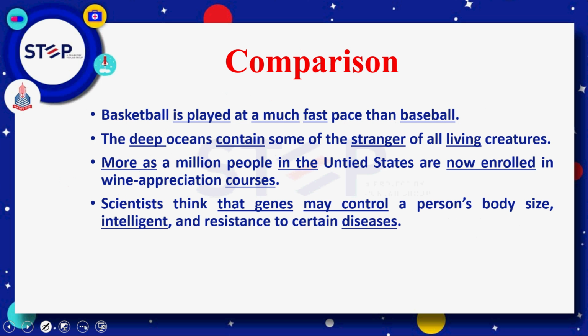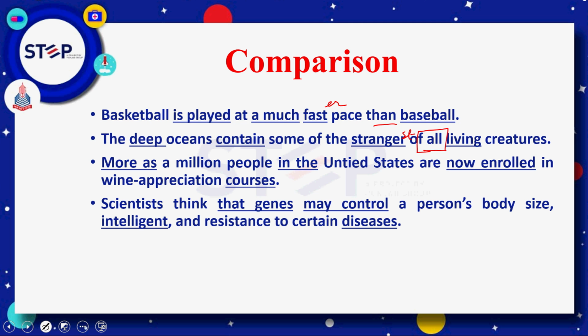So these four examples were regarding article errors. Comparisons mostly regard adjectives and adverbs. Basketball is played at a much fast speed than. If there is a than, we should be using faster. The deep oceans contain some of the strangest of all, because there is an expression of all, so it should be strangest living creatures. More as a million people in the United States. More as is wrong. Most of a million people in the United States are now enrolled.